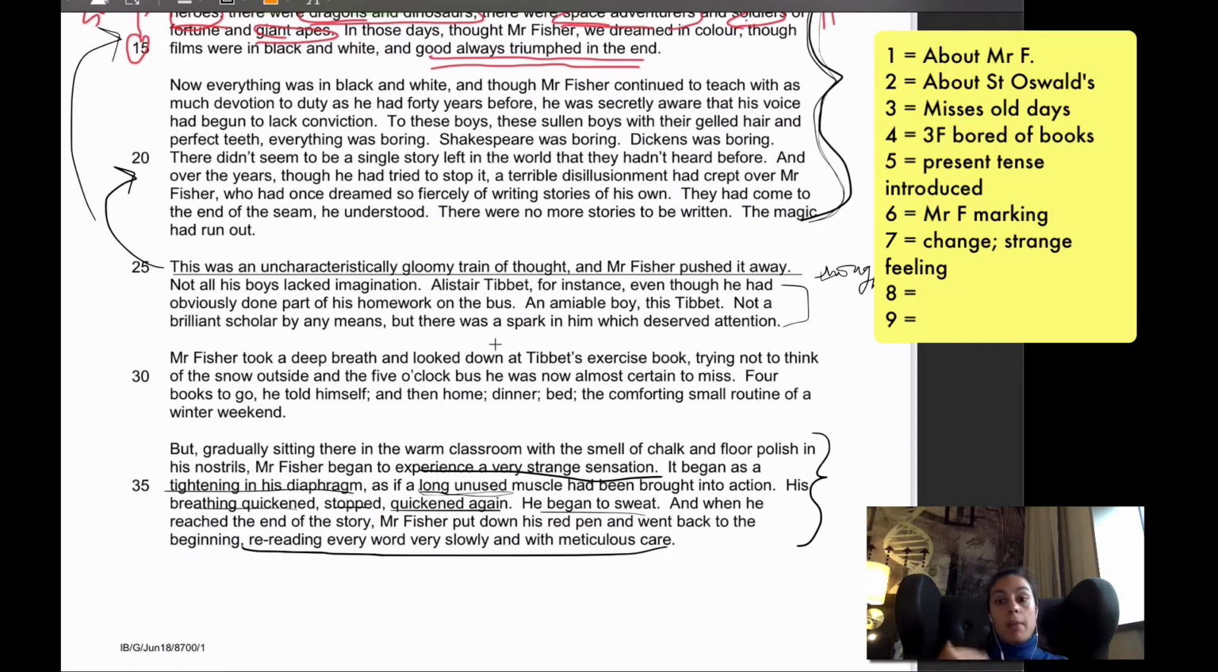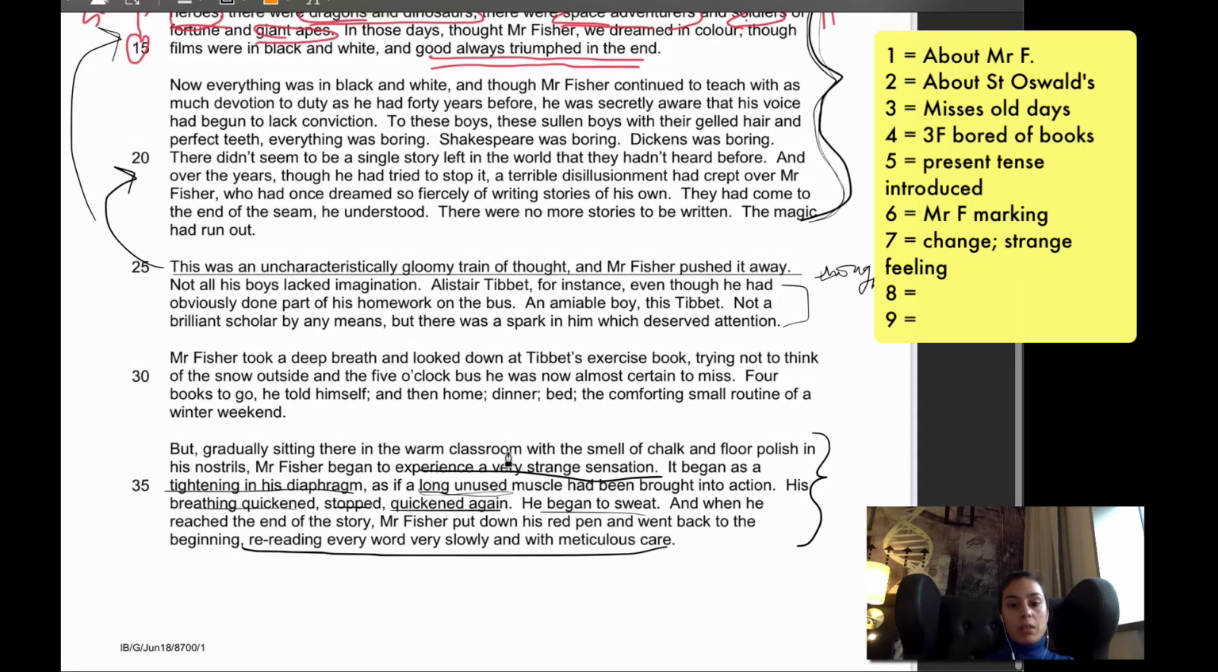So in line 25, we are shown we are in the present. It's not someone else recording the past, something that's already happened. The narrator saying, all these thoughts are happening right now in Mr. Fisher's head as he's sitting here in the classroom looking at the book he is about to mark, knowing he is not going to be home just after 5 o'clock. He's going to miss the bus.